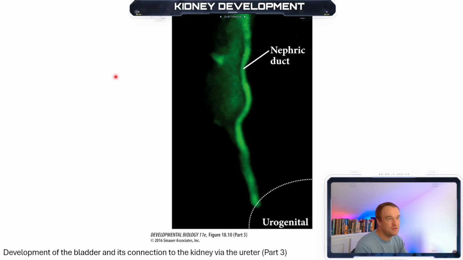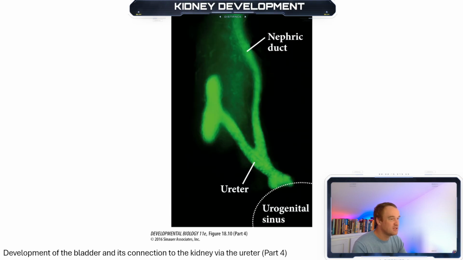All right, so we're going to look at some of these micrographs of how this works. Here, this is a 10-day mouse with a urogenital tract here. We have the nephric duct stained with GFP, which is that HOXB7 again, which is specific to expression in this nephric duct.